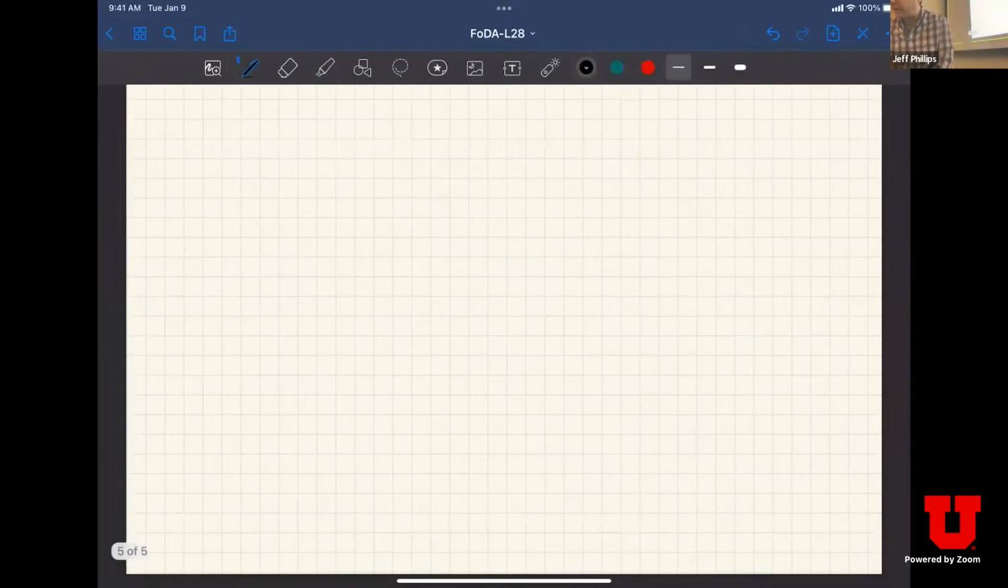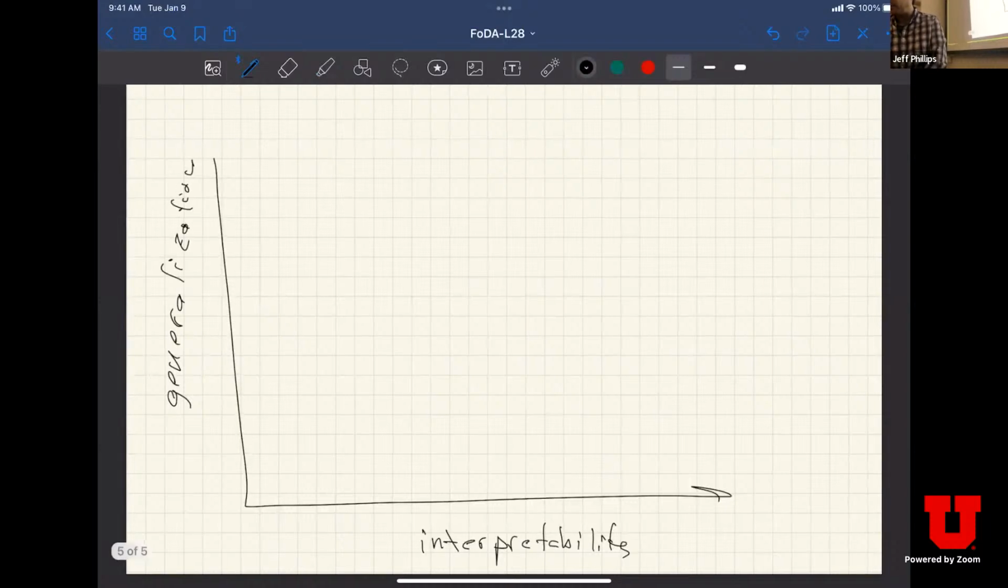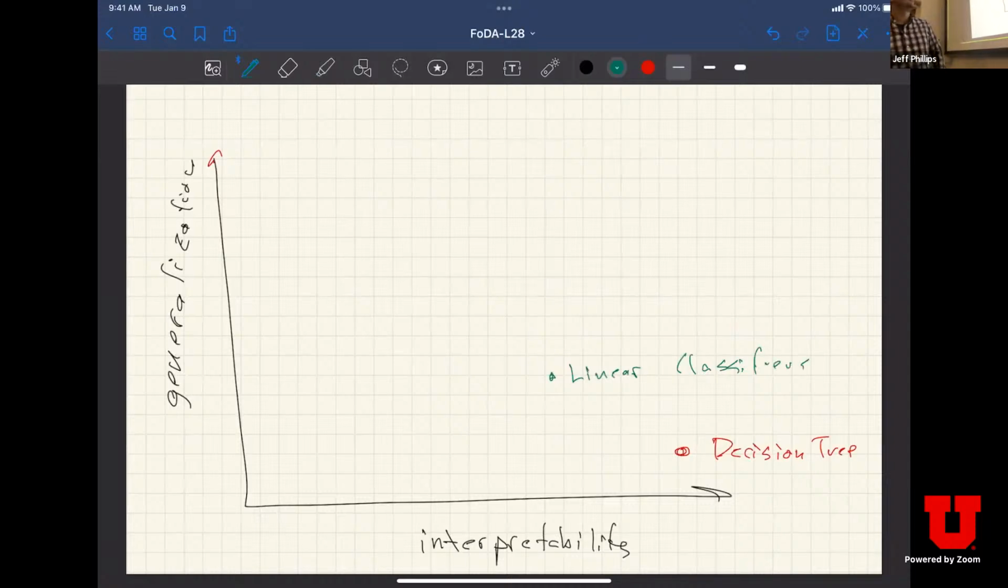So you could think of an axis with interpretability and then generalization. Okay, and I would put things like, the interpretability is going to be high for a decision tree. Okay, it's going to be out here. So something like a linear classifier is going to be something like here.